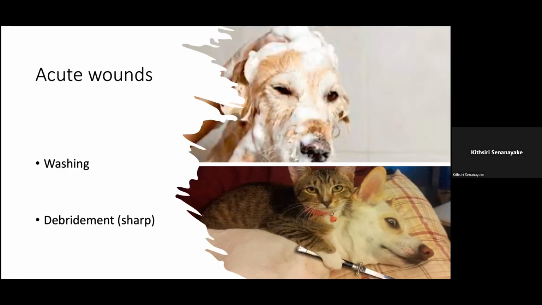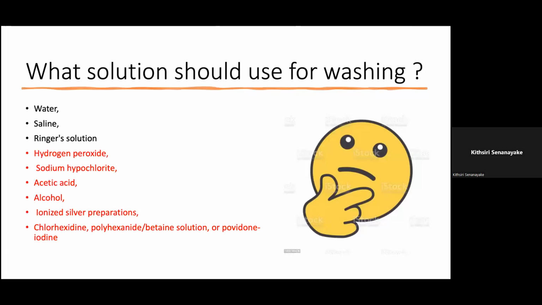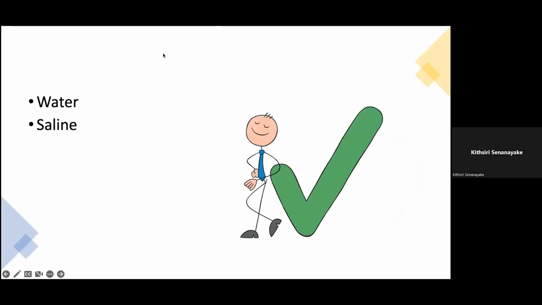So what type of solution will you use to wash the wound in your setting? Basically, we know most of us use saline. Some people use Betadine, and hydrogen peroxide and chlorhexidine, all these solutions, right? And also some people use water. So the cheapest and most available things are either water or saline, right?